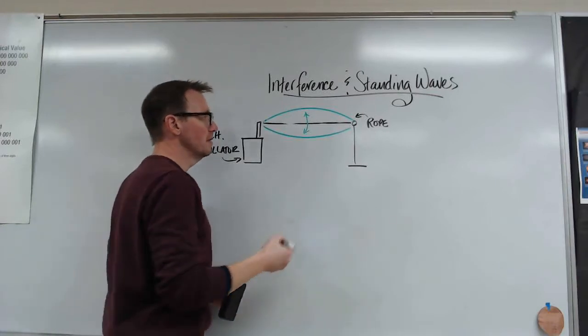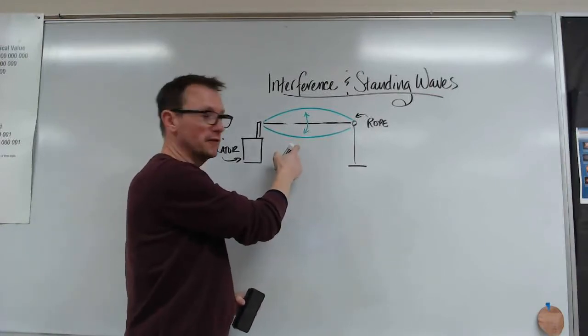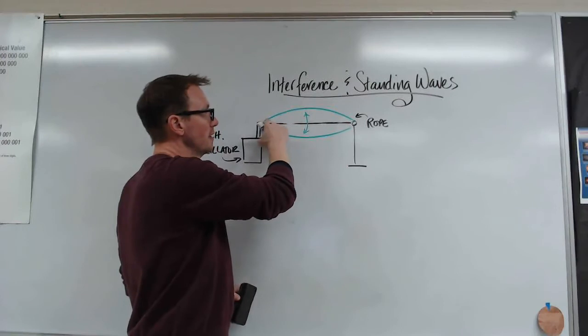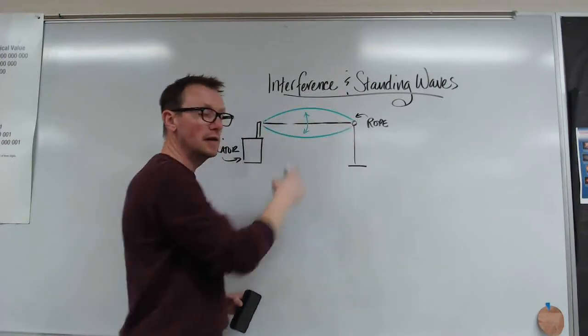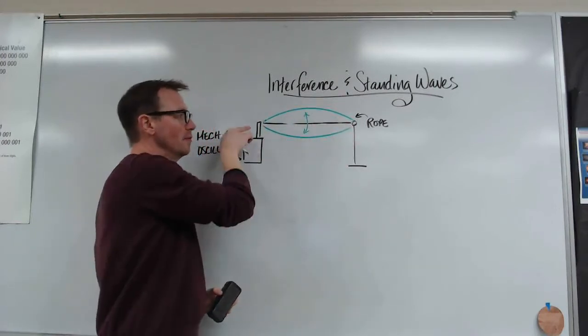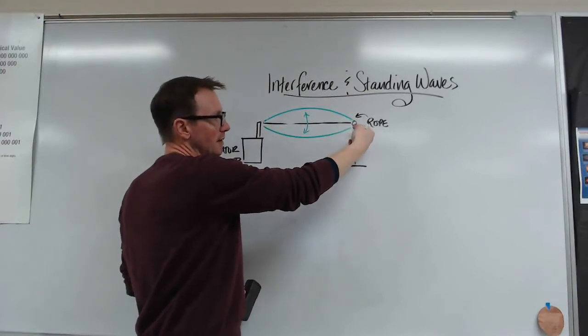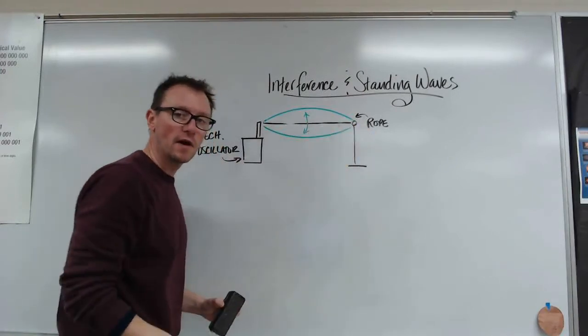We call this a standing wave because it doesn't look like it's moving. It just looks like the wave itself is standing still, even though it is, in fact, moving this way and interacting with the wave that's being reflected that way.